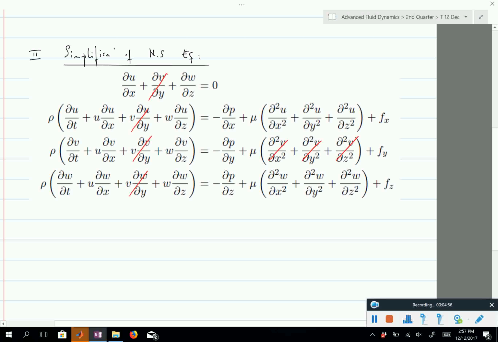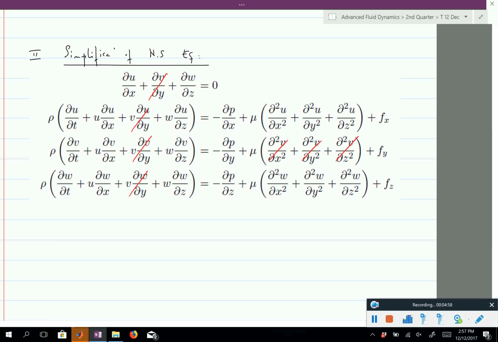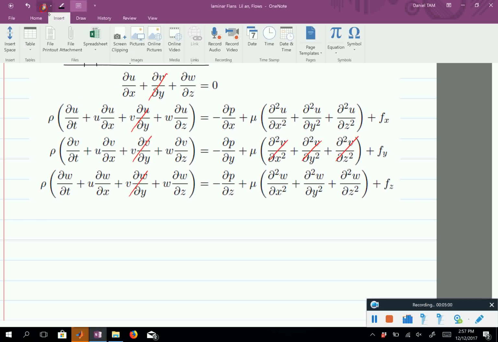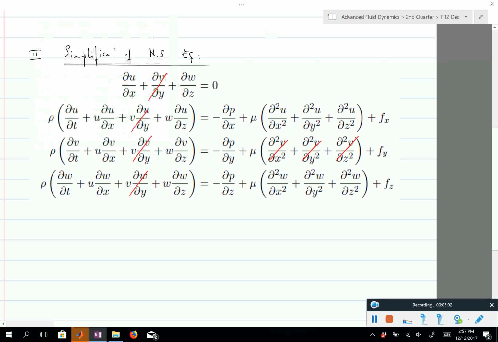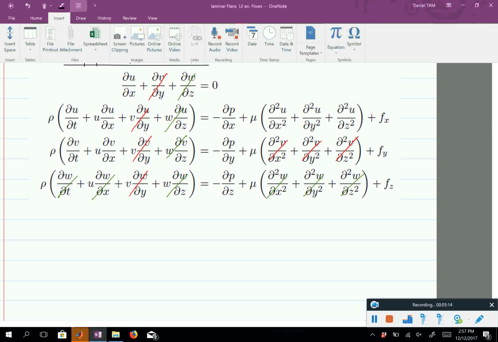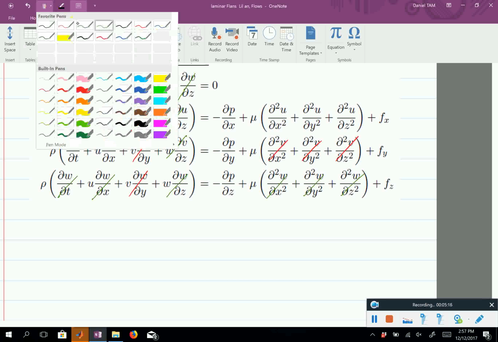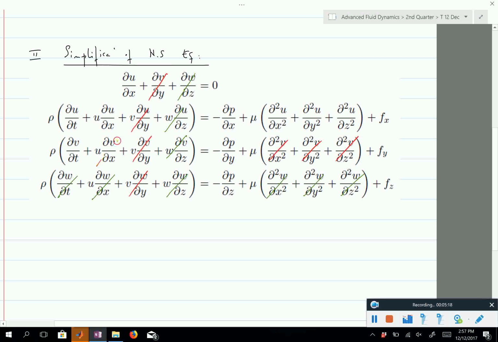Now, what happens because W is equal to 0, so the velocity in the z direction is equal to 0. Then this term comes out. All of these three terms come out, and this term here comes out. All of this, sorry, is also 0, and V here is also 0. So these terms are also 0 because V is equal to 0. Okay? This is when you have a unidirectional flow.